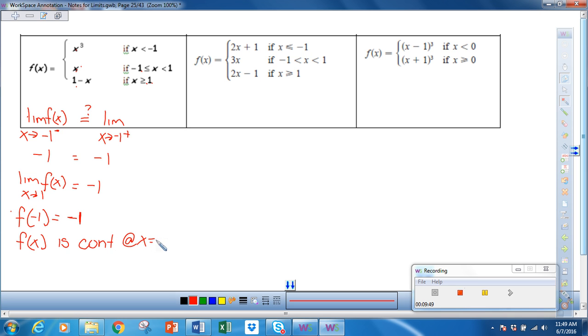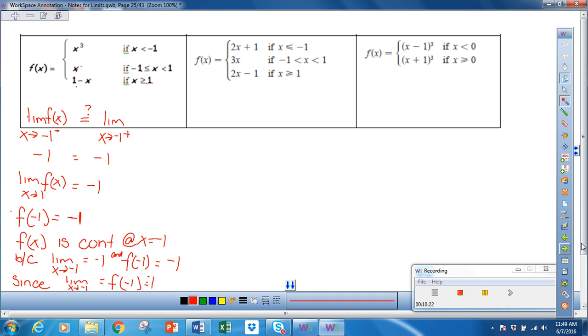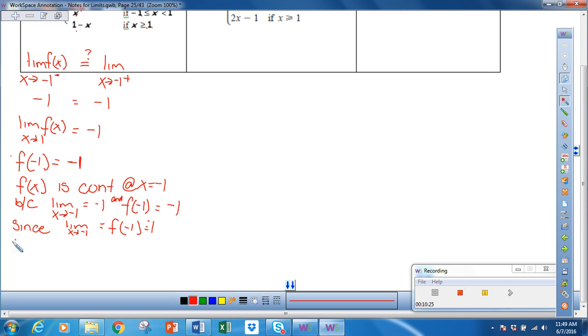And the way we would prove that, we would say f of x is continuous at x equals -1 because the limit as x approaches -1 is equal to -1, and f of negative 1 is equal to negative 1, since the limit as x approaches negative 1 is equal to f of negative 1. The function is continuous at negative 1. Now you're probably saying that's a lot to say, but you have to say it all to get the full credit.